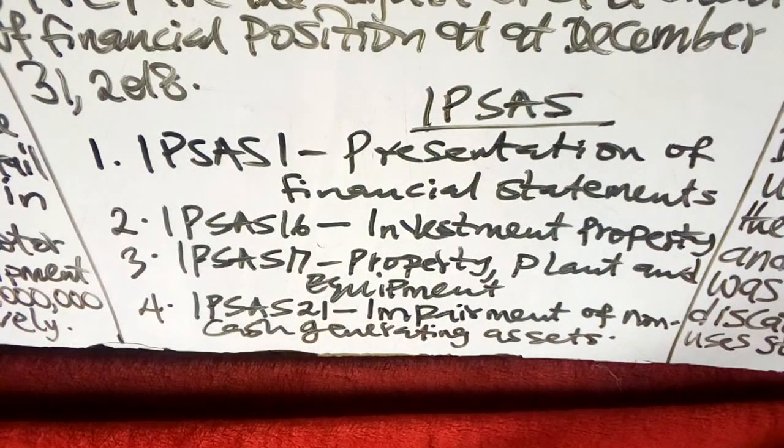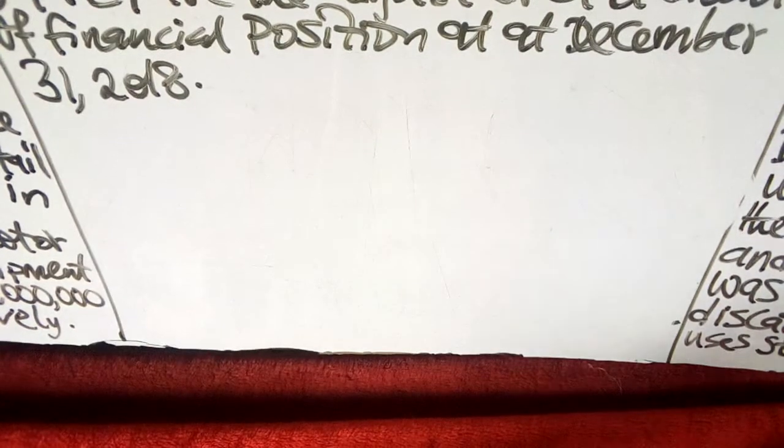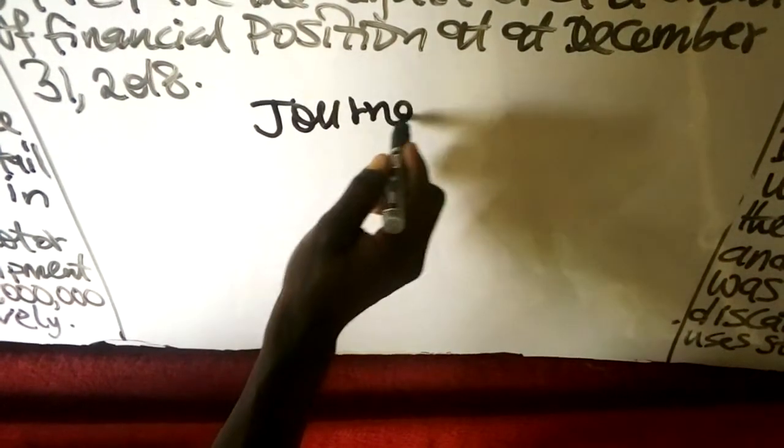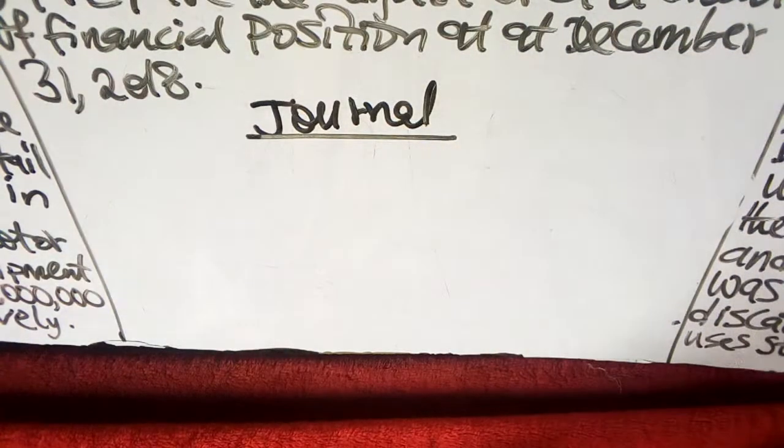In addition to the above listed issues, the question also required the preparation of journal entries. So, what is a journal? Journal is the prime book of accounts, or the book of original entry.